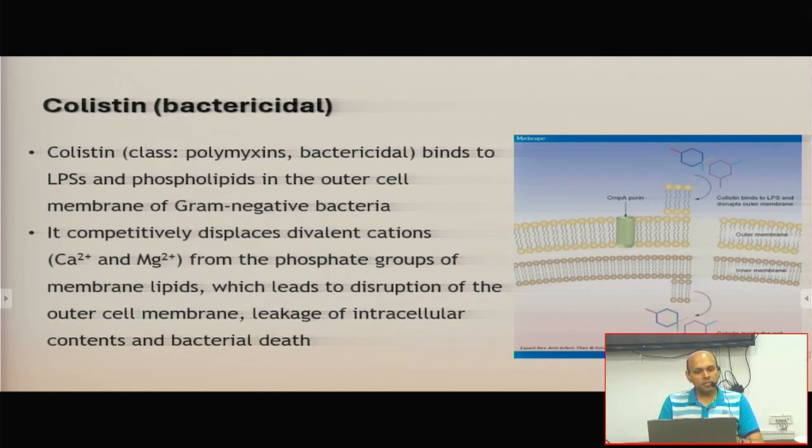Then colistin is from the polymyxin category. That is bactericidal. Colistin was the antibiotic that, I'm not sure which year it was discovered, but I definitely know that it was banned many years ago in the 1960s, especially because it has a lot of side effects, internal bleeding and other things. So it was banned during that time.